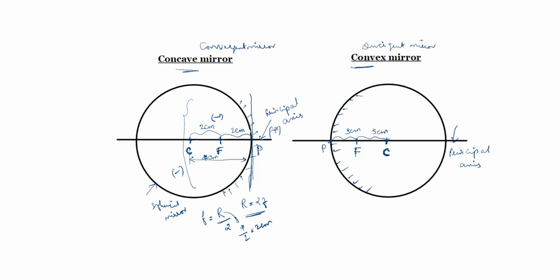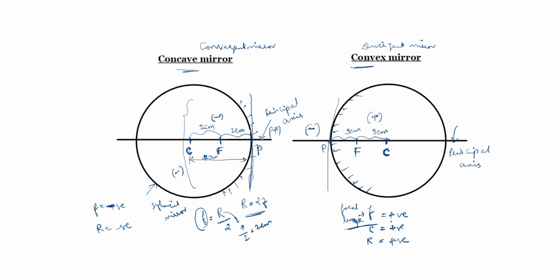You see here, we already saw this side is plus, right? So this side is minus. The same way, this all side is minus. This is plus. For convex, F and C are positive only here. F means focal length. F is equal to R by 2. This is negative. The radius of curvature is negative here.